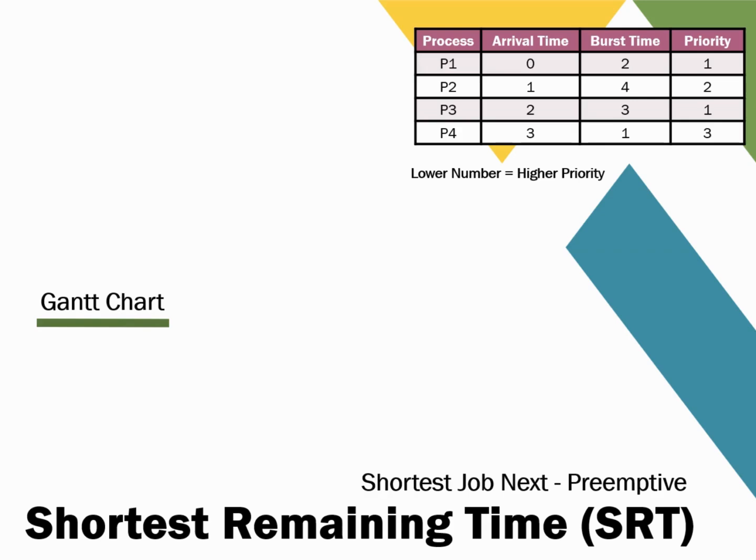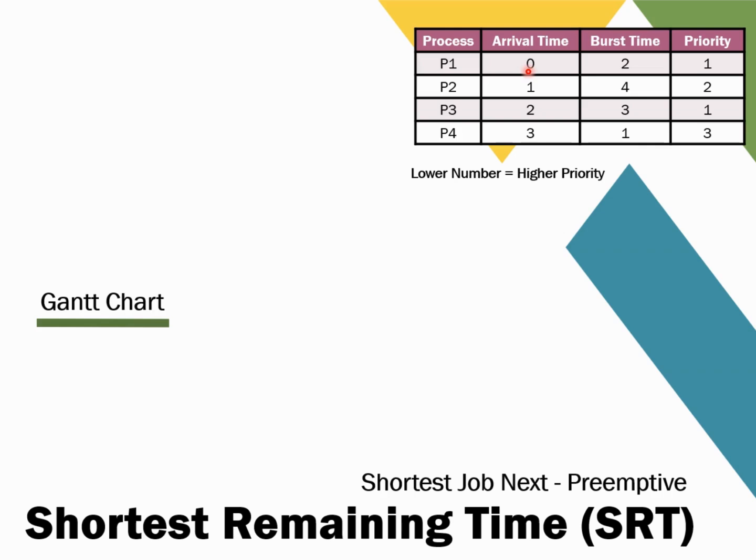So as you can see here, we have four processes: P1, P2, P3, and P4. The arrival time for them is included, also burst time and priority. Most of the time we don't need the priority, but sometimes we need it. But here in shortest remaining time, we allocate the CPU to the process with the shortest remaining time. Okay, let's go ahead and talk about this.